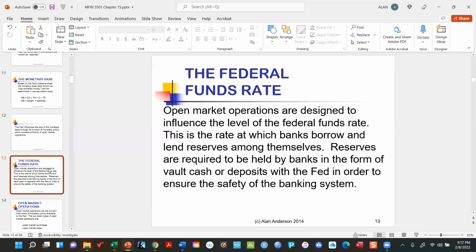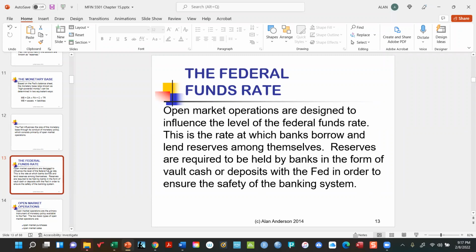The federal funds rate, which is often known as the Fed funds rate. What is that all about? Well, the banks, under normal conditions, do not earn a lot of interest on their reserves with the Fed. In other words, they don't want their funds at the Fed. They'd rather lend them out to their customers.